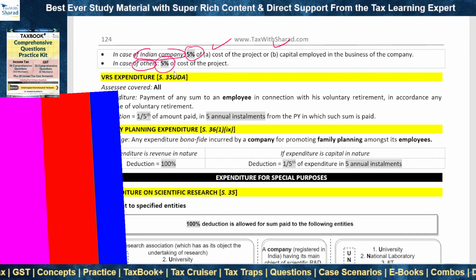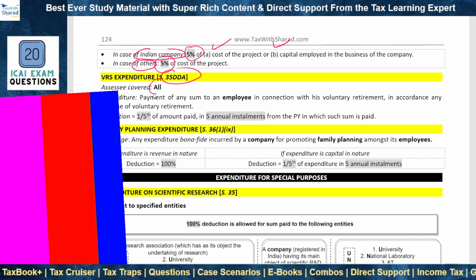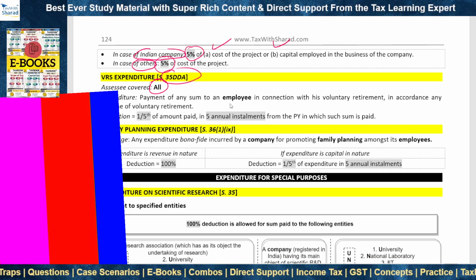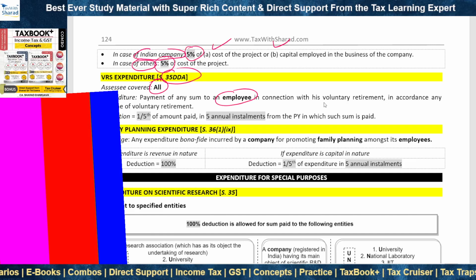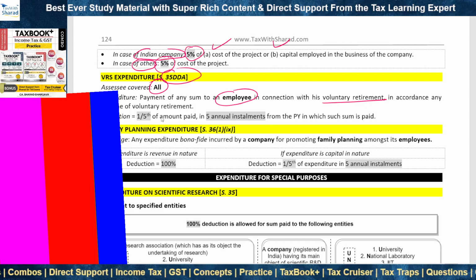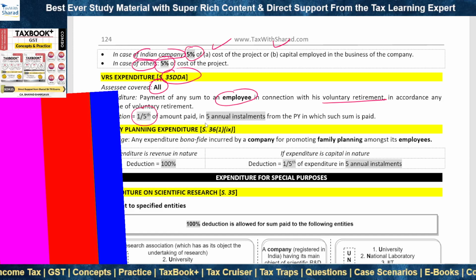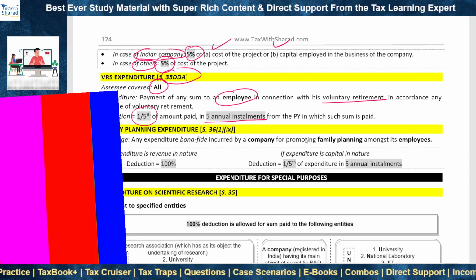VRS expenditure is allowed as deduction under section 35DDA, and all the assessees are covered by this provision. It covers sums which are paid to an employee in connection with his voluntary retirement, and the amortization is 1/5 every year in 5 annual installments from the previous year in which such sum is paid.